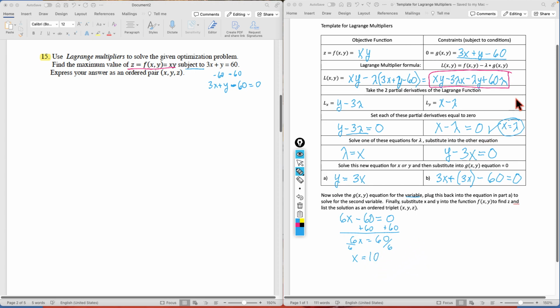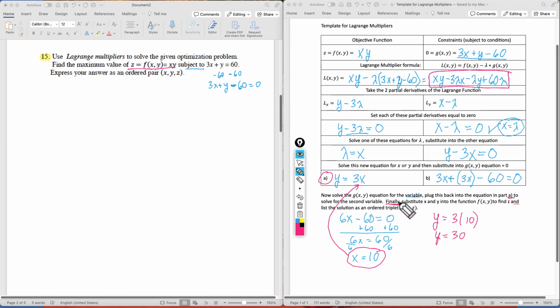What can I do with this? Well, I can take this x equals 10 and go back to this equation and substitute 10 for x, and I will be able to find y. So that's the next step. Plug this back into the equation in part A. I just labeled this A, I could have labeled it anything. And then solve for the second variable. So y must be 30. So we've done that part.